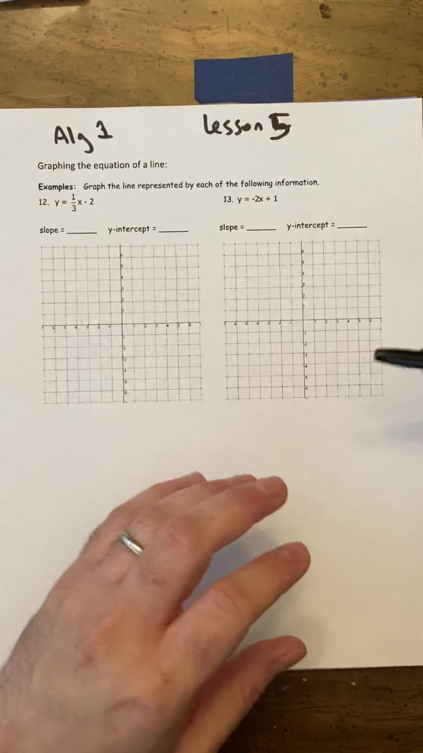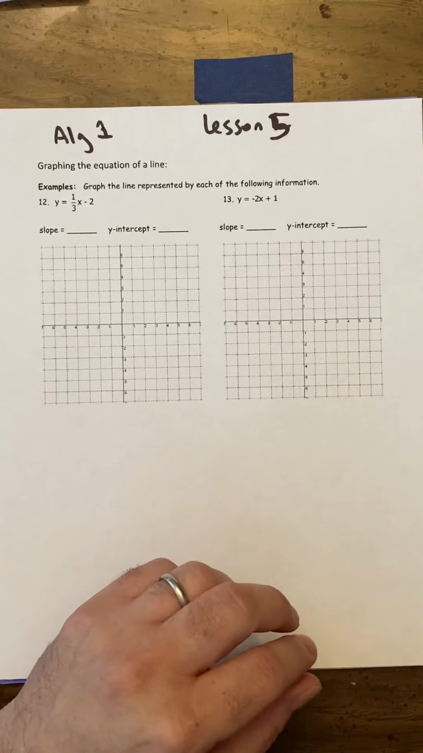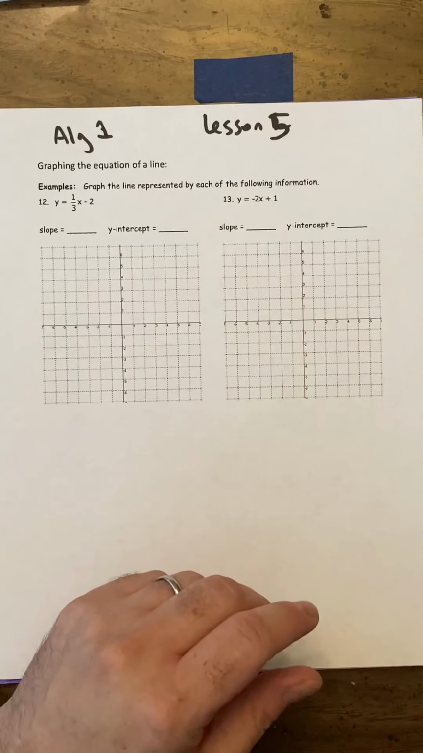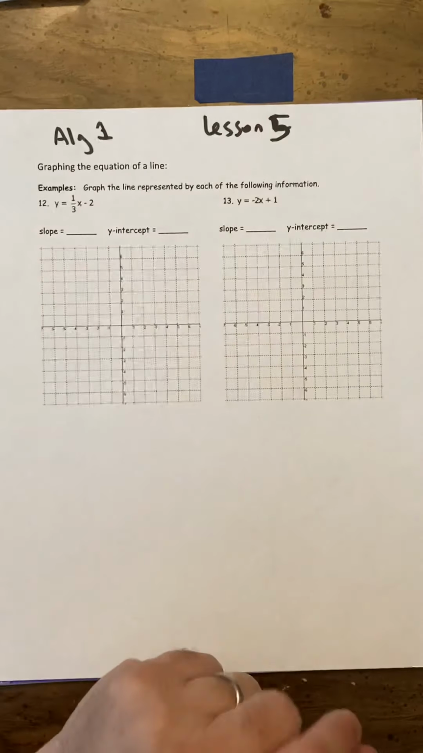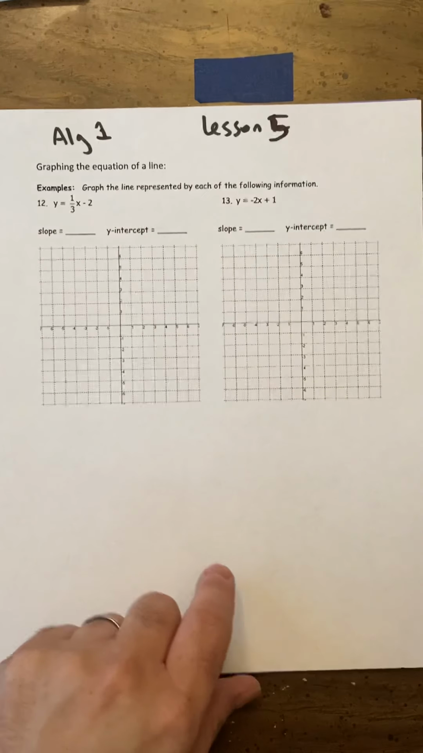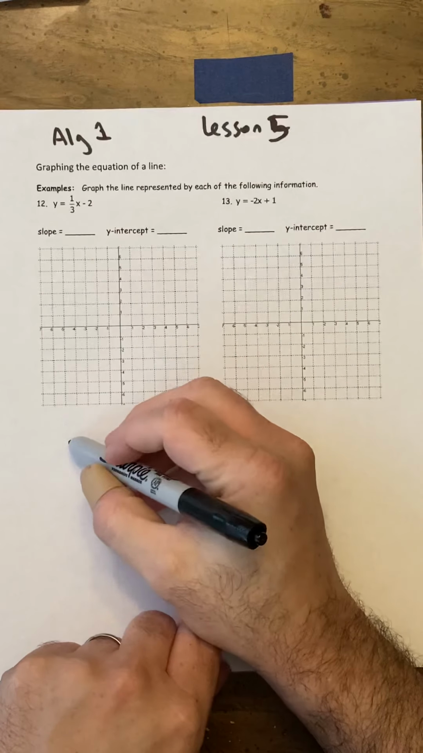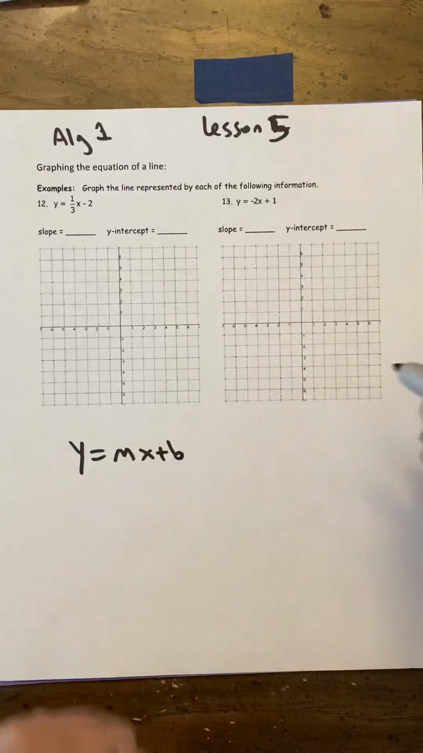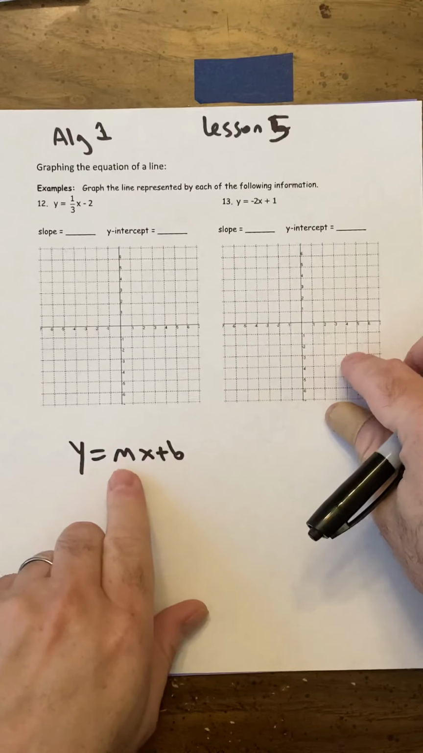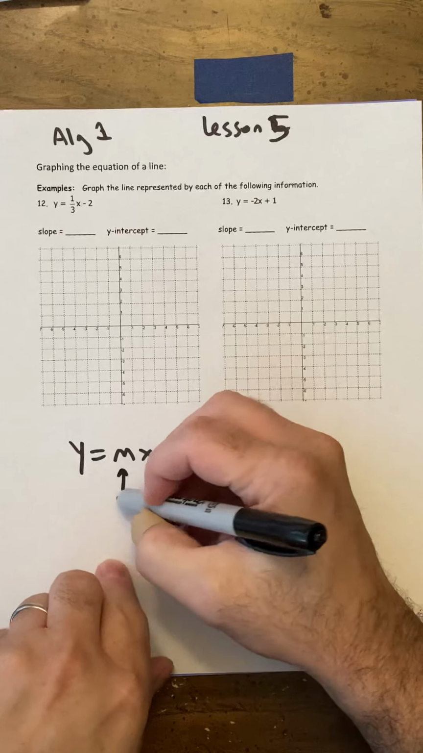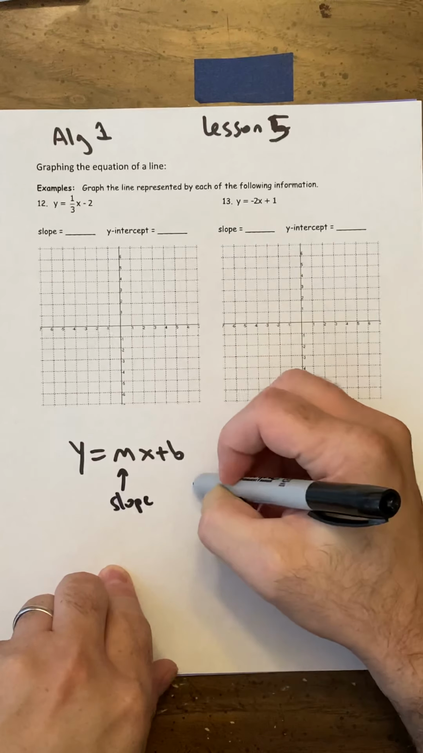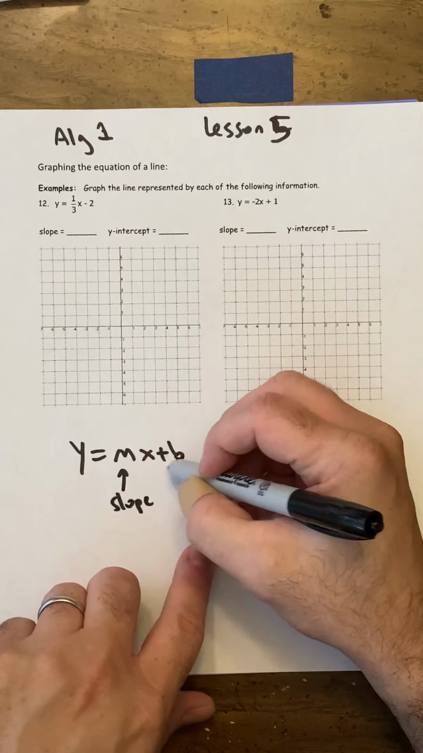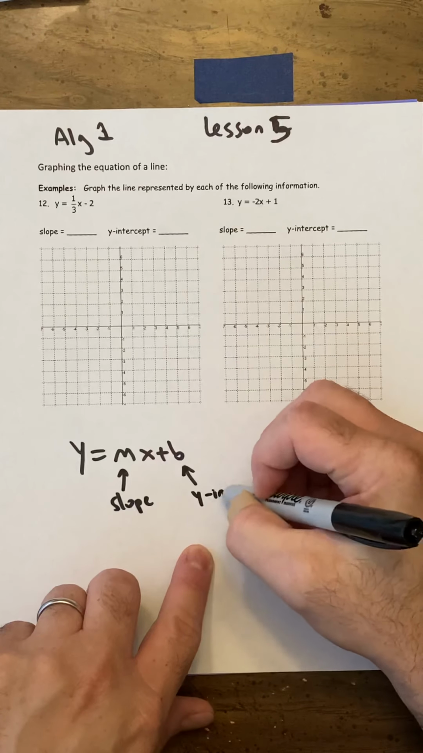So we're on question number 12 for the video, and it's how to graph a line given the equation of a line. Let me write down here, the equation of a line, if you remember, is y equals mx plus b. The m is the slope of the line, and this number here, including that sign, is the y-intercept of the line.